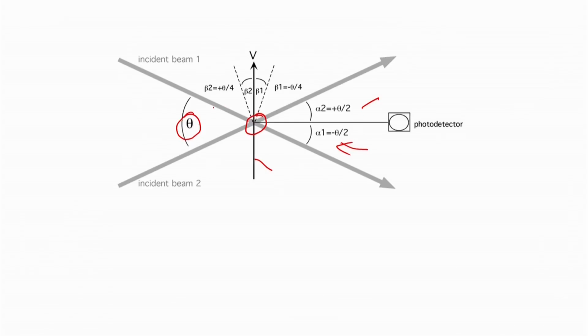And then we define the angle beta, which is nothing but the angle between the velocity vector and the bisector line. Suppose this is the bisector line, then the beta will be the angle between these two. So, this will be beta 1 and this will be beta 2. Now, if you do a little trigonometry, you will find that beta 1 is equal to minus theta by 4, and beta 2 is equal to theta by 4. That is the way this has been defined.